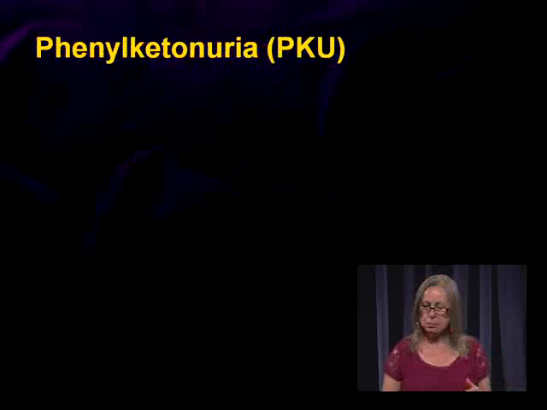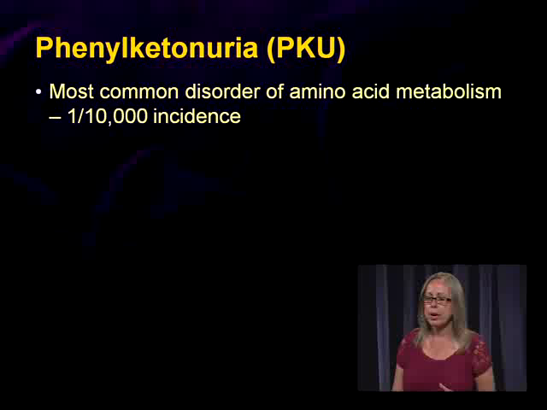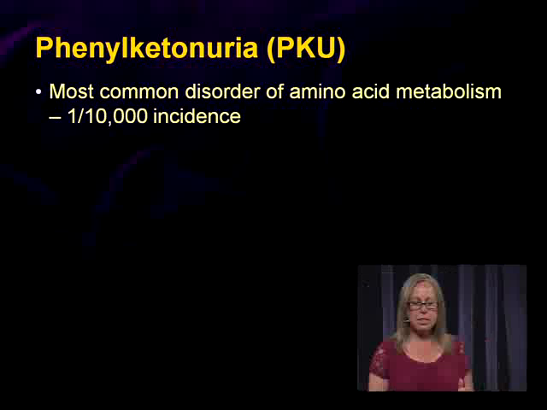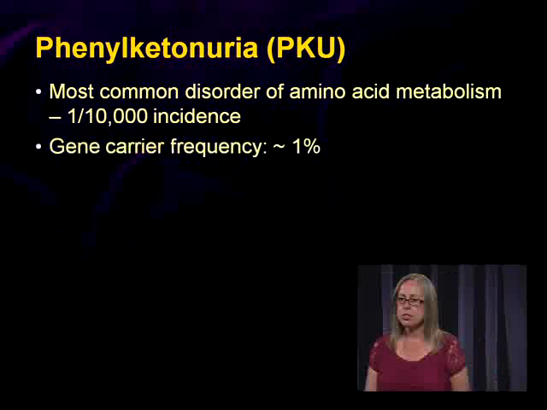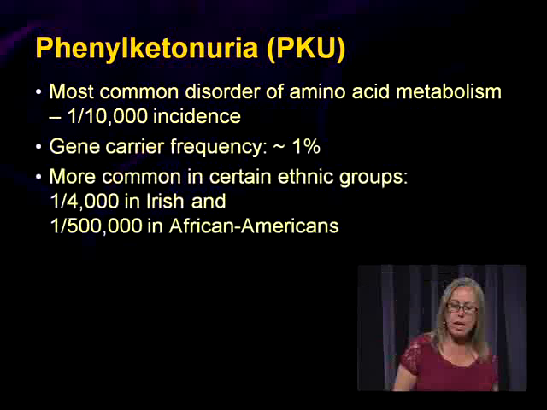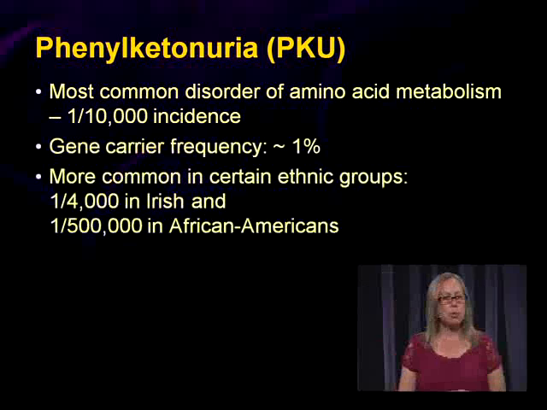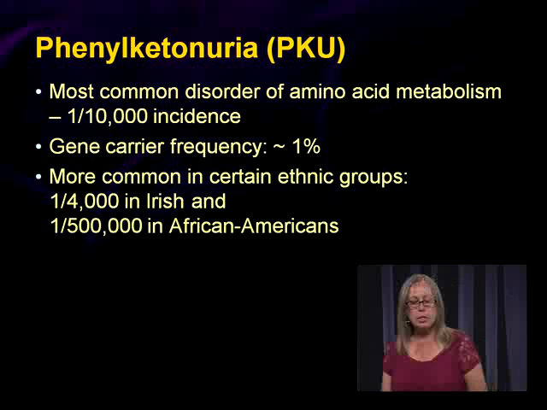It's the most common disorder of amino acid metabolism and has about a 1 in 10,000 incidence. The gene carrier frequency is about 1%, and it's more common in certain ethnic groups. It's about 1 in 4,000 in the Irish, and it's about 1 in 500,000 in African Americans.